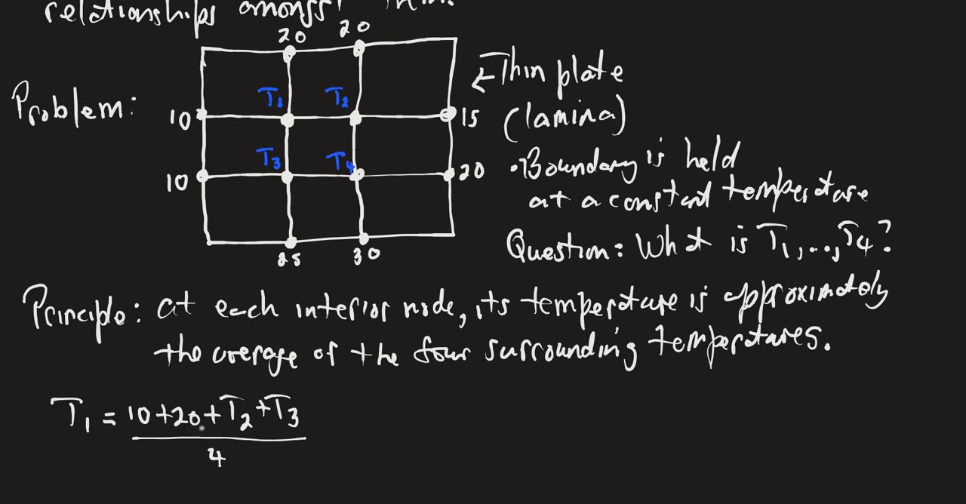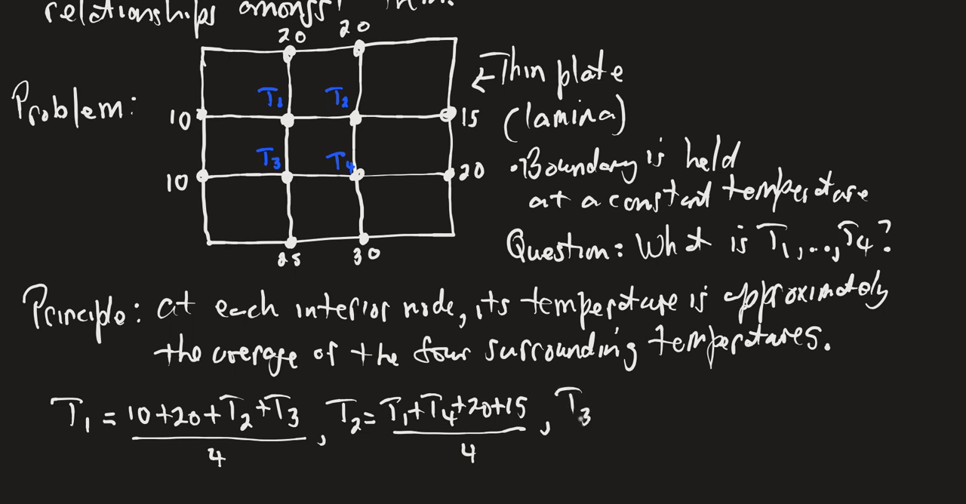You sum up the 4 quantities, you divide by 4. And we can do this for the remaining 3 temperatures. So T2 is equal to, now its 4 surrounding temperatures are T1 and T4, which are unknown, and then 20 and 15 that are held constant. So T2 is equal to the sum of T1 and T4 and 20 and 15. And then again divided by 4 for that average.